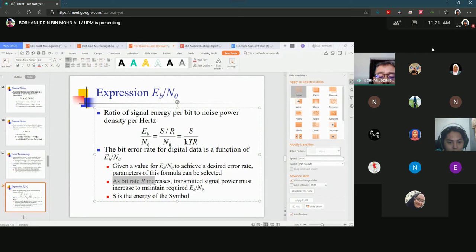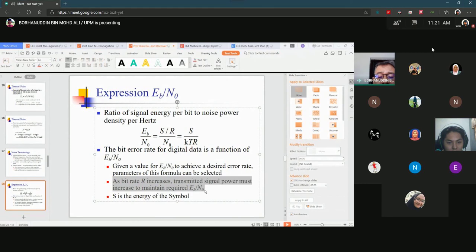As bit rate increases, transmitted signal power must increase to maintain the required Eb over N naught. So if your channel is transmitting at a higher rate, talking about gigabits for example, then this Eb over N naught factor must also increase. And N naught doesn't change, so you need to increase Eb, energy per bit. Right. So I'm including this maybe for some of you who will be doing research further, or maybe even in your project now. This is an important parameter that you will need to know in order to design your system.